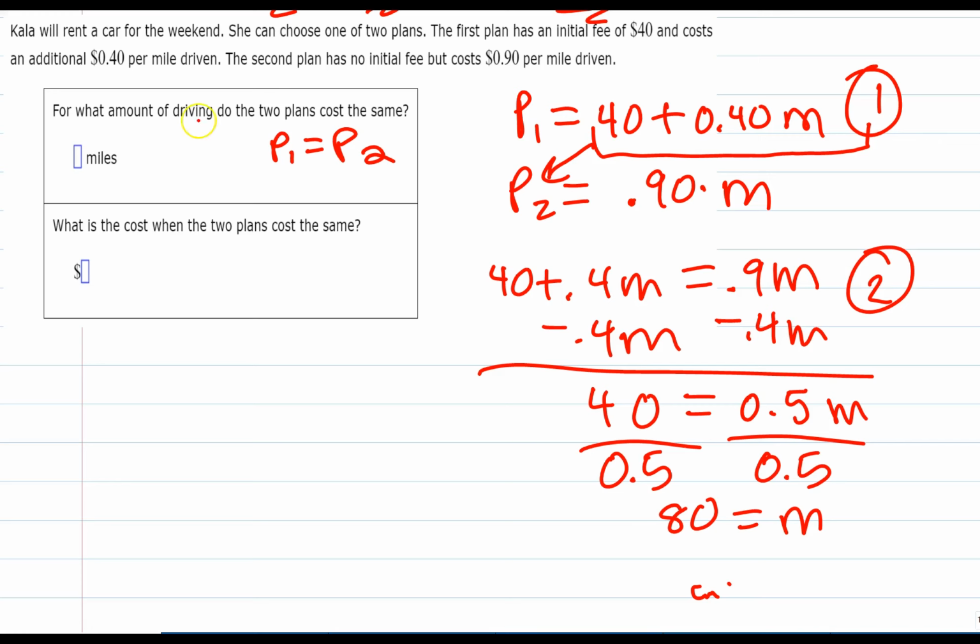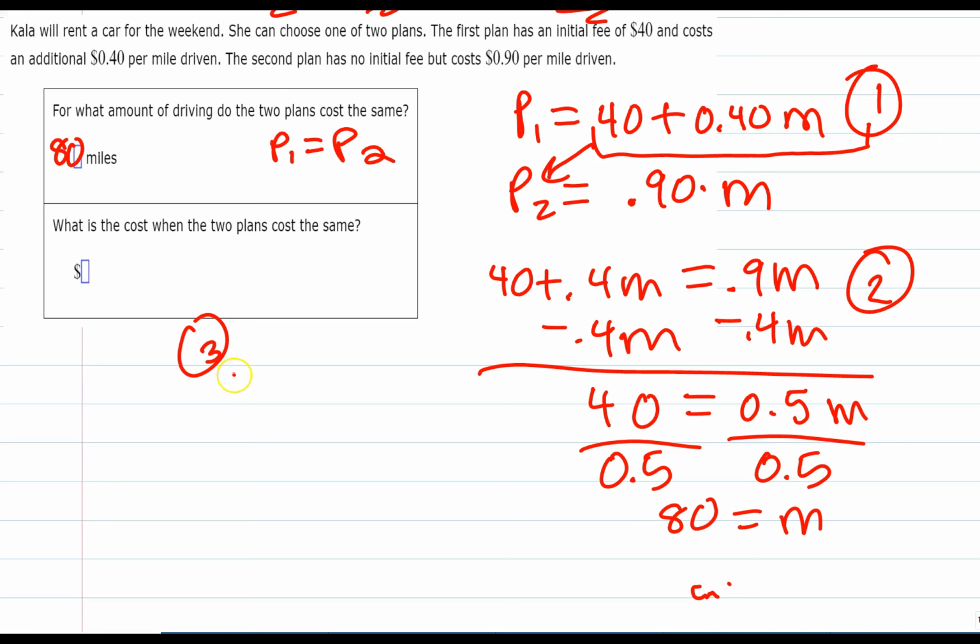For what amount of driving are the two plans the same? We solved for m. At how many miles? 80 miles. But notice the next thing they say is, well, then what is the cost? That's our step 3 on substitution. We're not done when we solve for one variable. We have to go back for the other one, right? Which means step 3 says, I'm going to take that 80 miles and do what with it? There's an S word for this. Substitute it. Into which equation? Does it matter?